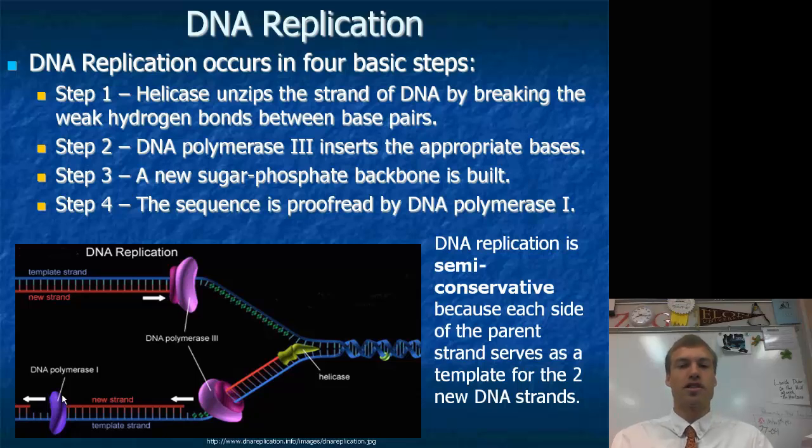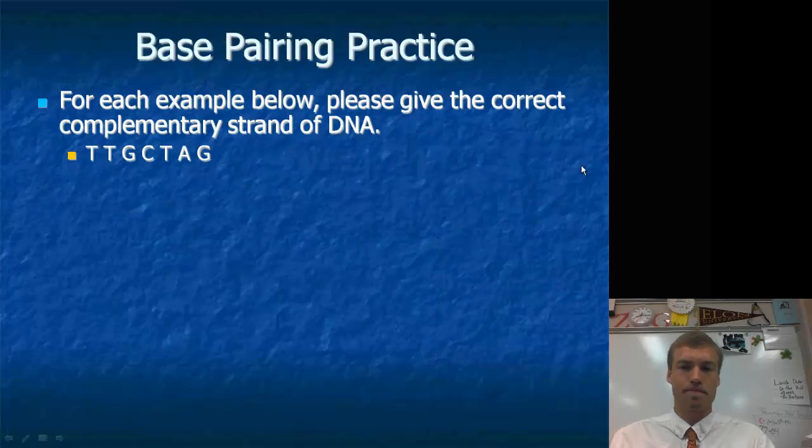DNA replication is considered to be semi-conservative because each side of the parent strand serves as a template for the new strand. So each new molecule of DNA is composed of half old and half new DNA. So that's why we call it semi-conservative. Some of it is conserved, but not all of it.